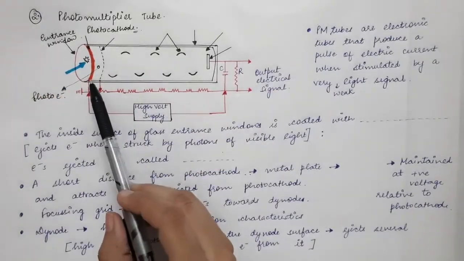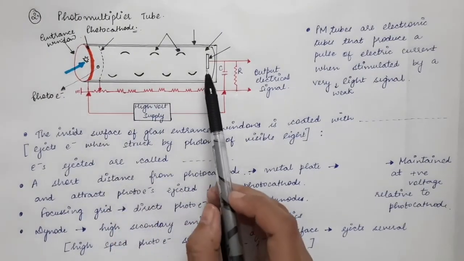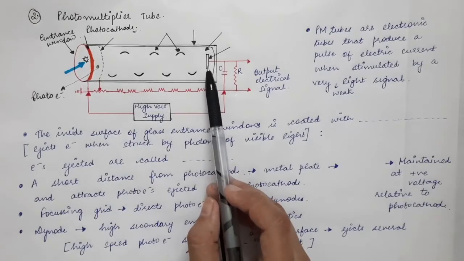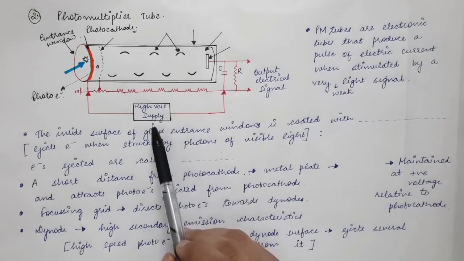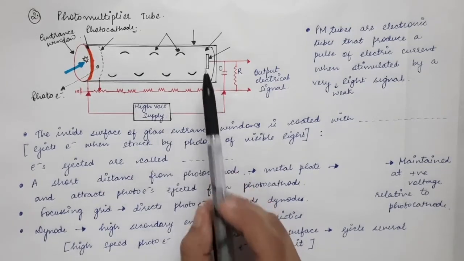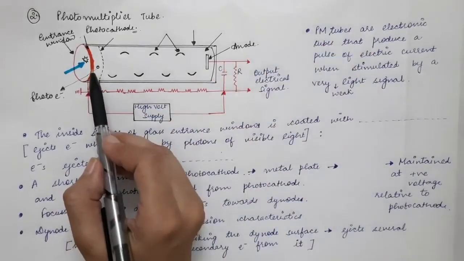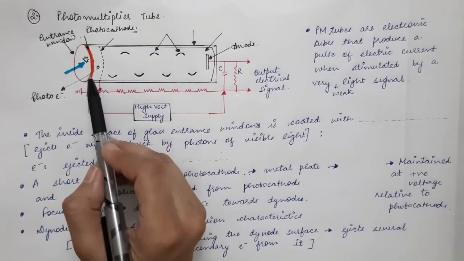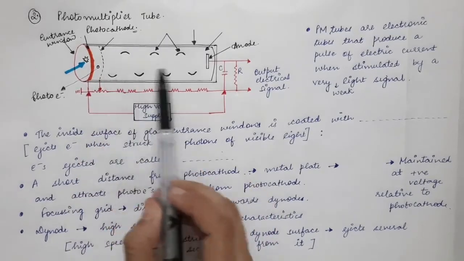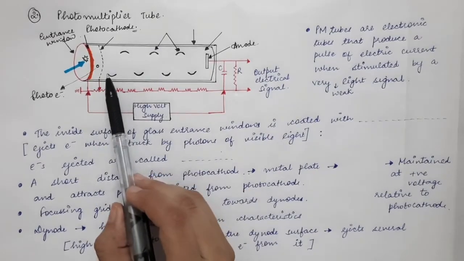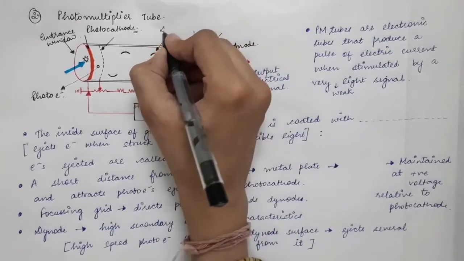This photocathode is applied to a lower potential, and at the other end of the PMT we have an electrode which is connected to the higher potential of high voltage supply. So this electrode acts as anode, and this layer of photoemissive substance acts as cathode, and it is called as photocathode. Now in between anode and cathode we have diodes.